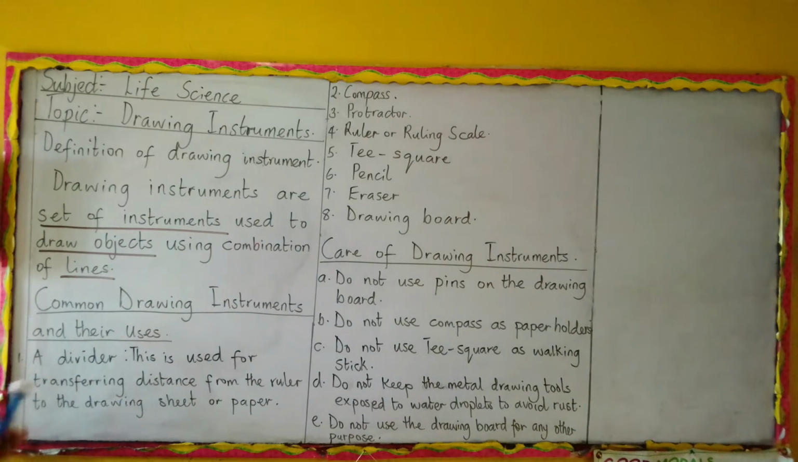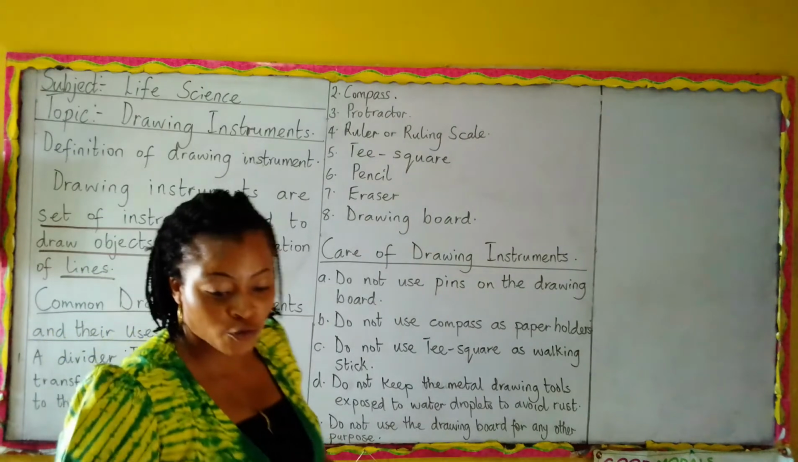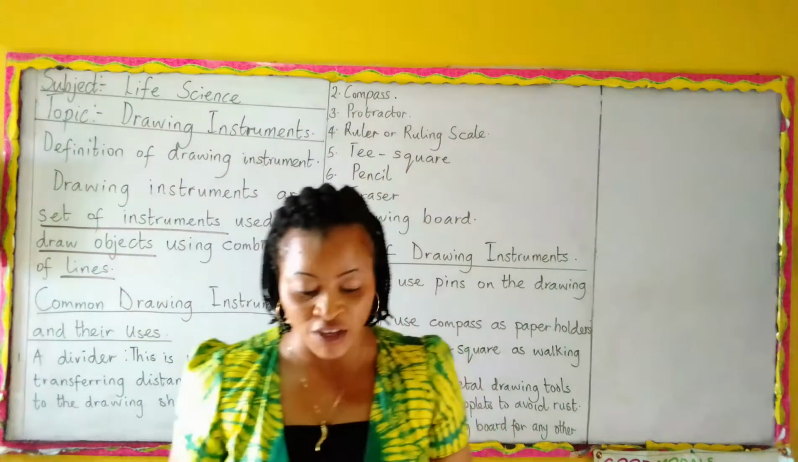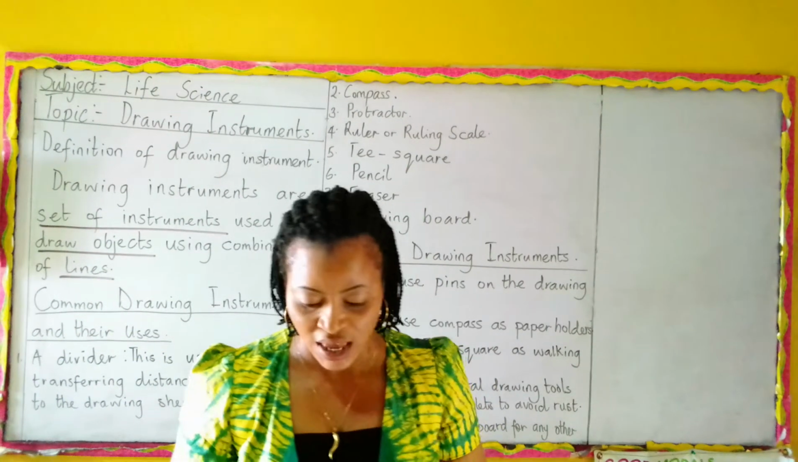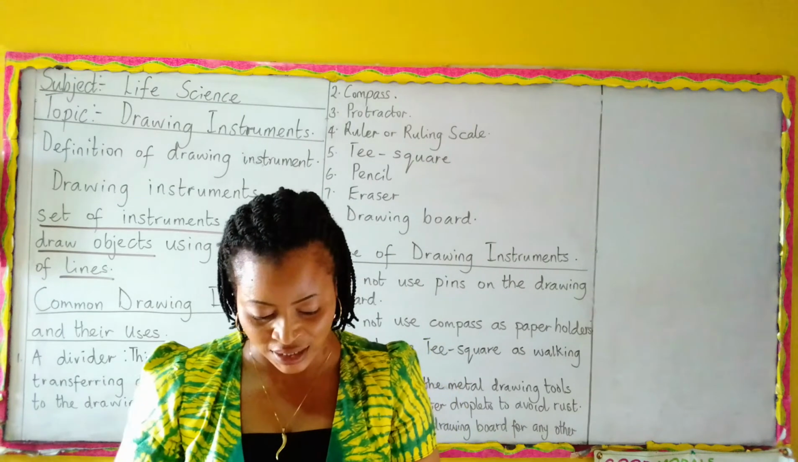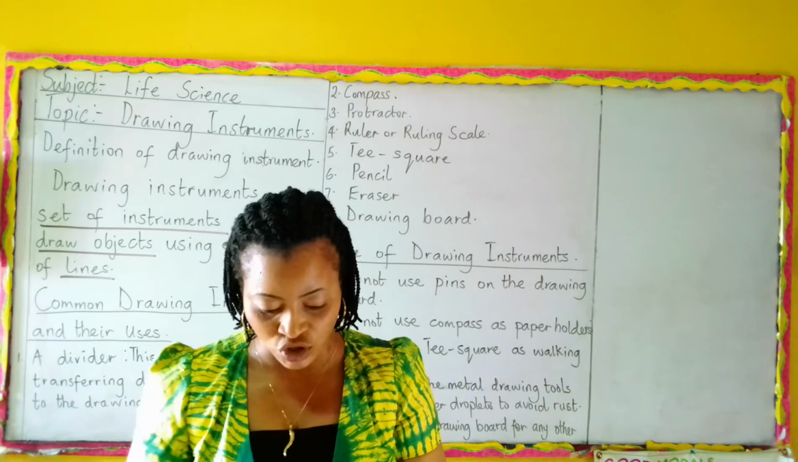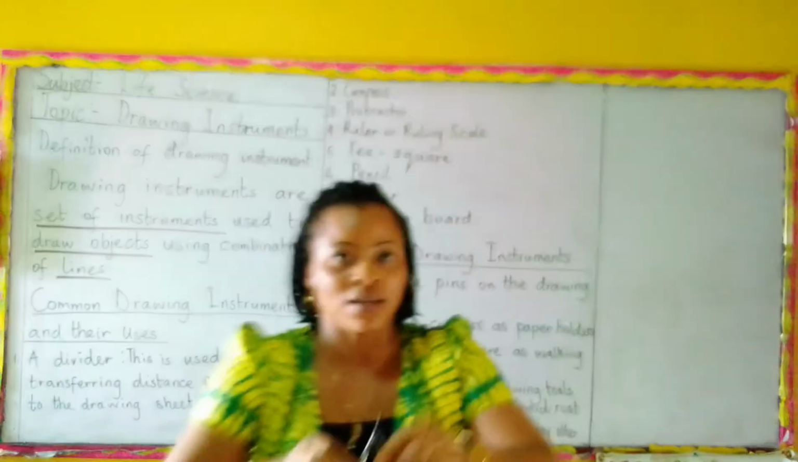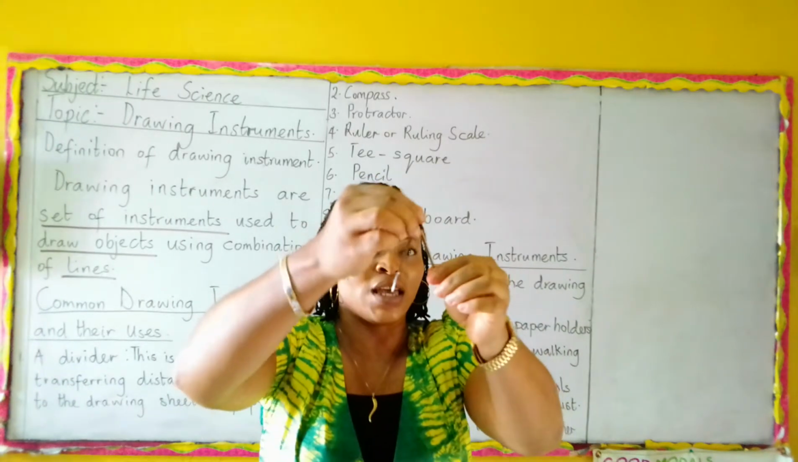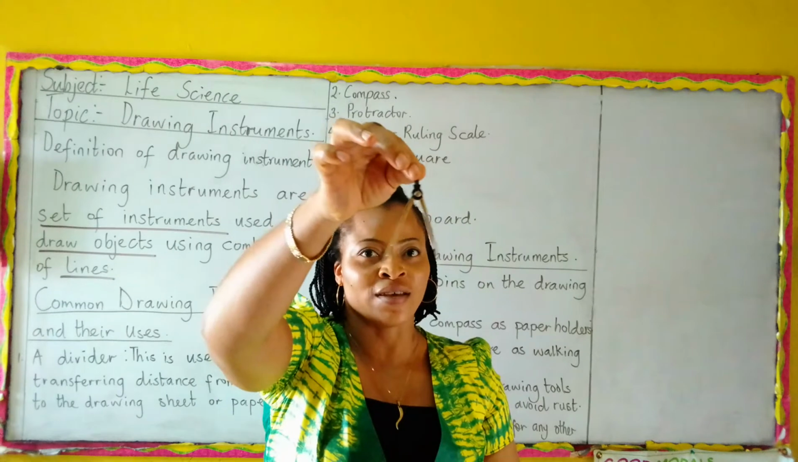Now, number one is what? A divider, properly known as a pair of divider. It's found in your mathematical set. Every mathematical set has it. Okay? Good. A pair of divider. Now, I'm going to show you what it looks like. Look at it here. Can you see it? This is a pair of divider.